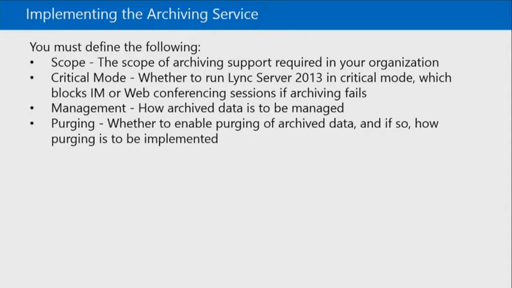So from an archiving perspective, we need to figure out what our scope is. So do we want it at the global level or the site level? From a criticality perspective, this is where, similar to everything that since archiving has been enabled, is if archiving can't happen in a predetermined amount of time, or it's down, or we're not getting those messages delivered to the back end, whether it be Exchange or to SQL, do we shut down the instant messaging store?